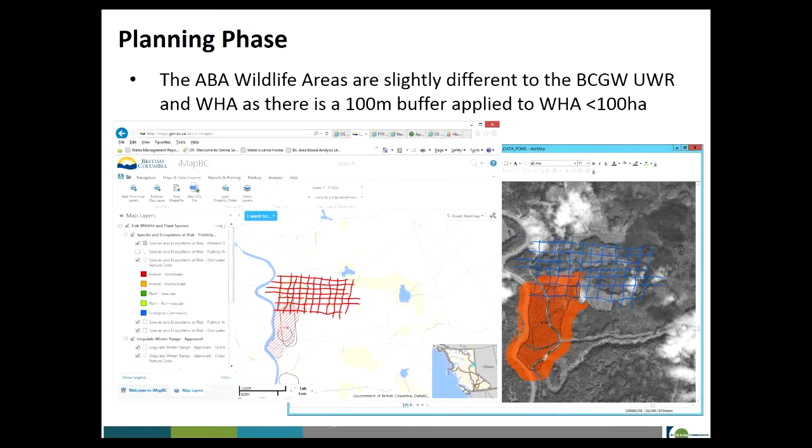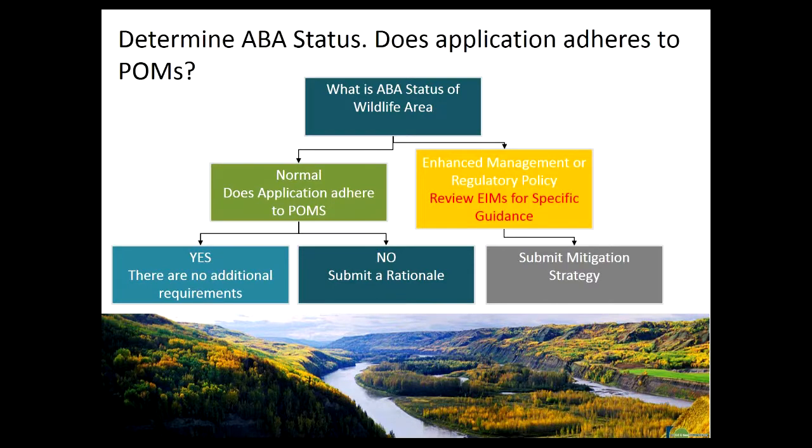You will note again that this is a WHA under 100 hectares because we can see a 100-meter buffer for edge-sensitive species has been applied. And you can also see again that this is not the case in the BCGW maps. Again, we're going to ask you to look at your flow chart. What is the ABA status of this wildlife area? In this case, it's regulatory policy.